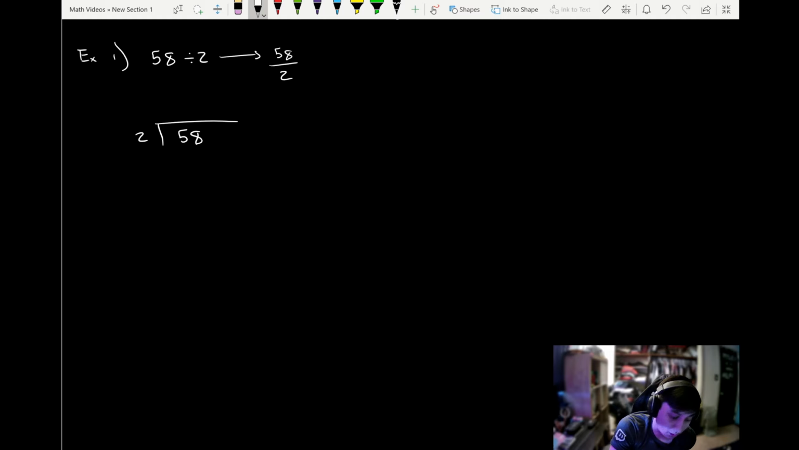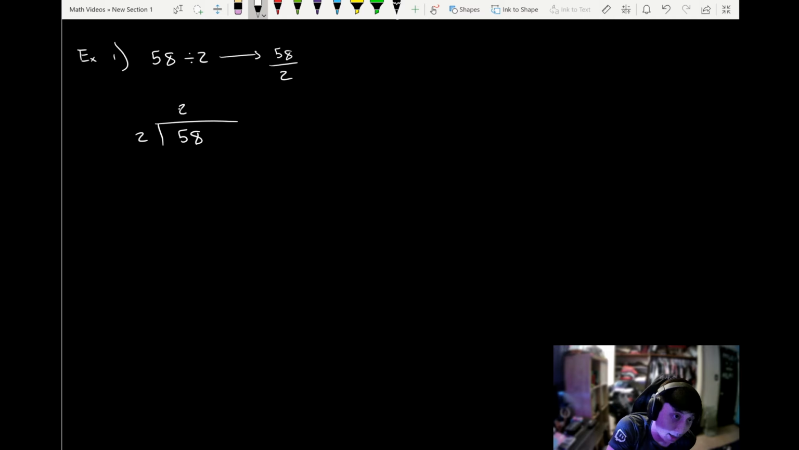But to actually approach this, we ask ourselves, how many times does 2 go into 5, right? Just the 5, okay? Or whatever the first digit is. So how many times does 2 go into 5? Well, it goes in twice, right?